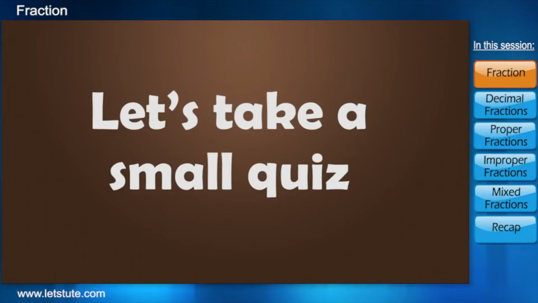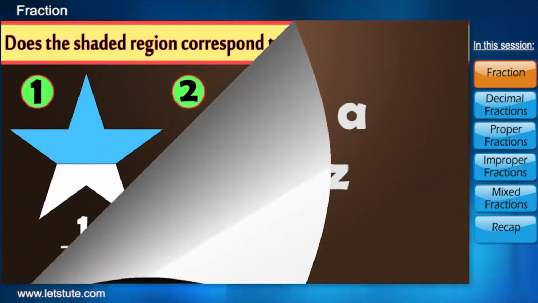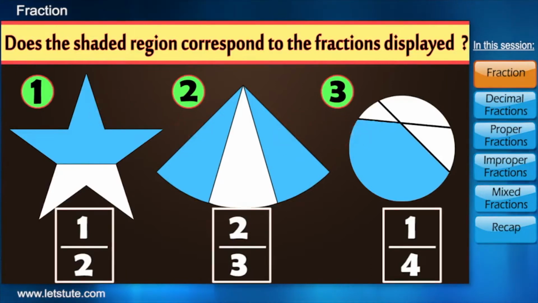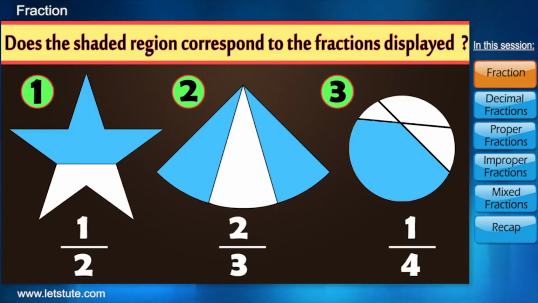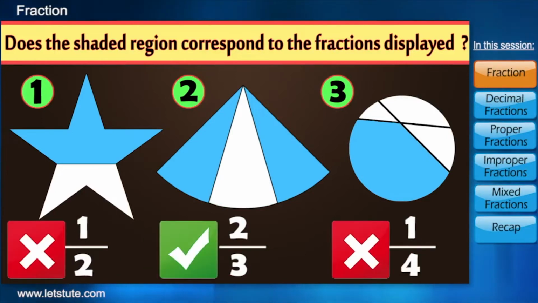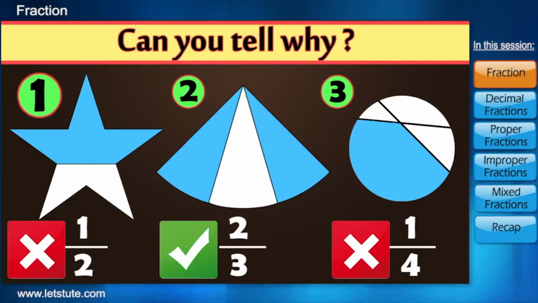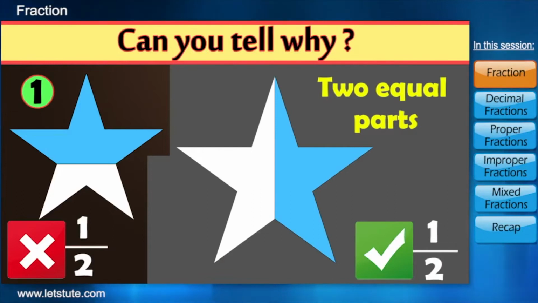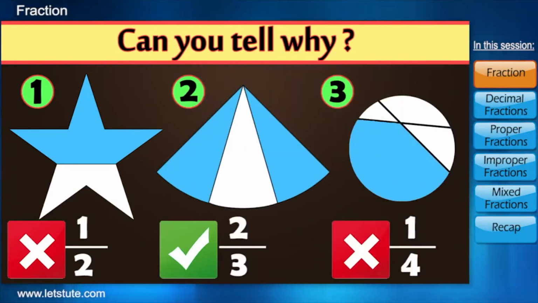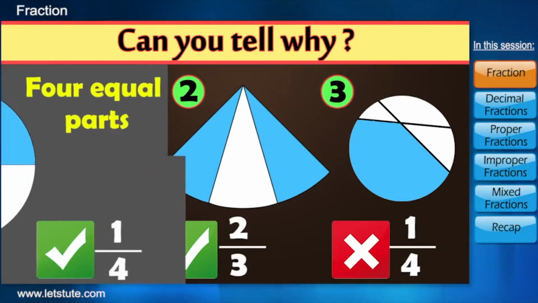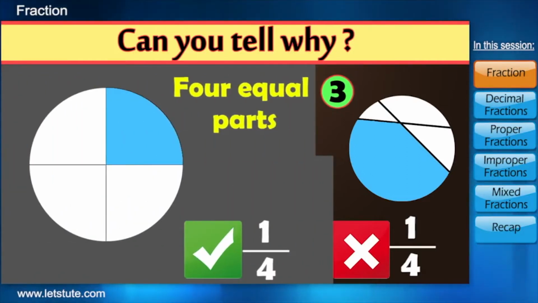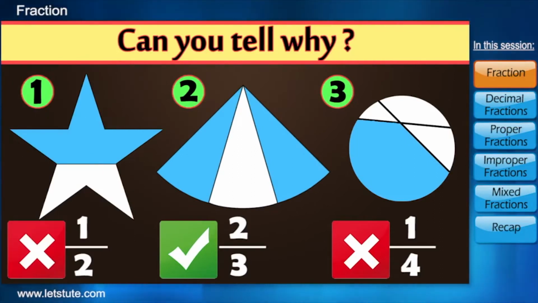Let's take a small quiz before we move ahead. Can you tell me if the shaded regions correspond to the fractions displayed? In question 2, the shaded region represents the fraction but not in the other 2. Can you tell why? In figure 1, it is not divided into 2 equal parts. And in figure 3, it is not divided into 4 equal parts. And hence the fractions do not correspond to the shaded regions. Did you get all the 3 correct?